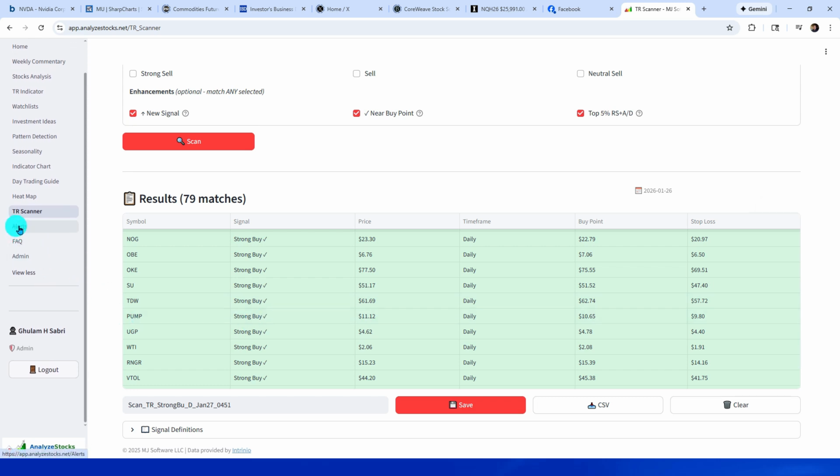In future, we are also going to have alerts, where if a stock reaches a particular level or your TR scanner gives a strong buy signal on a stock, then it can alert you through a text message or email. So that's pretty much about it.